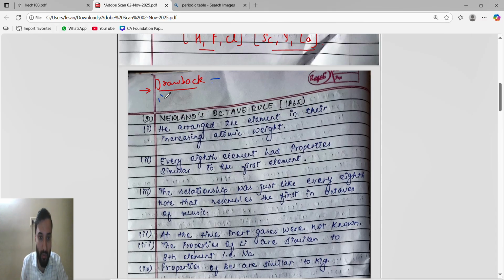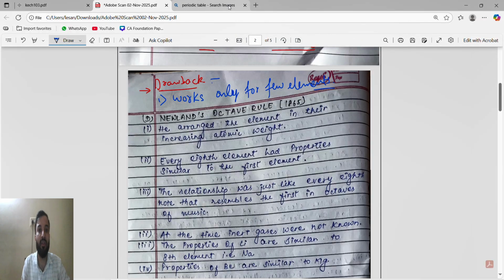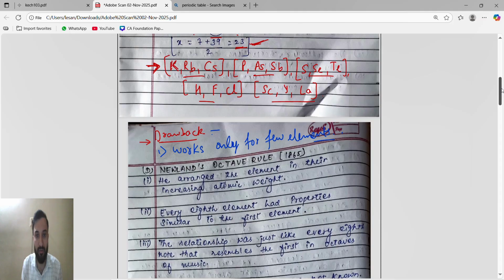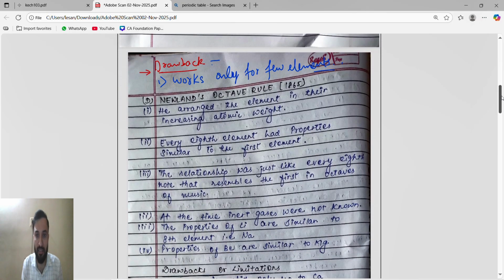So we have only one drawback: it works only for a few elements. Few elements means it did not work for all elements. For a few elements it will work properly. After that, it is not working properly.